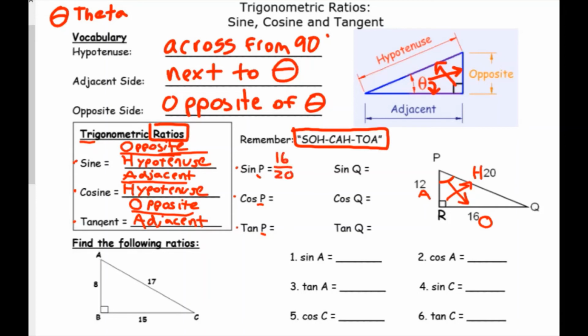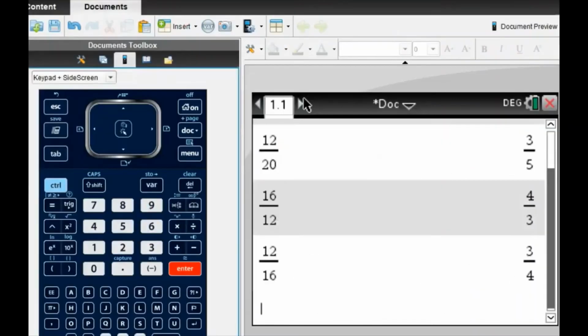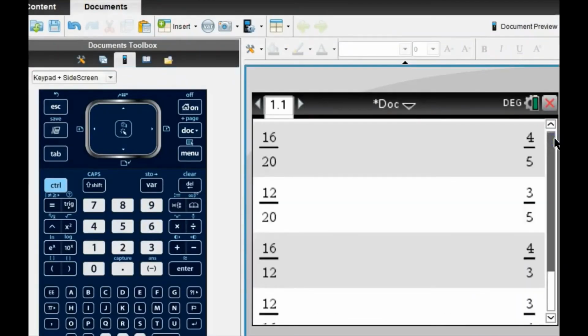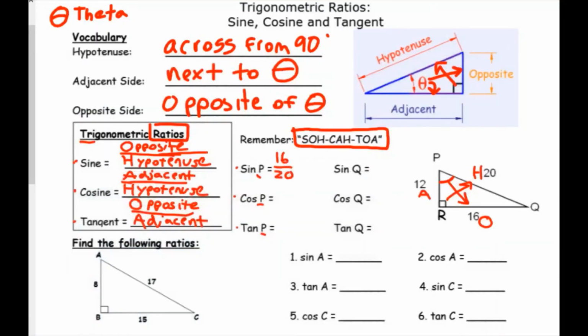Right? Is everyone with me? SOH means O over H, and I already know what O and H are. So just put them as a fraction. Real quick, 16 over 20 reduces to 4 over 5. So now you can put equals 4 over 5, and that's it. The sine of P is a ratio, and it's 4 over 5.